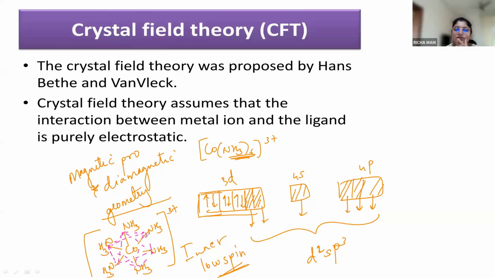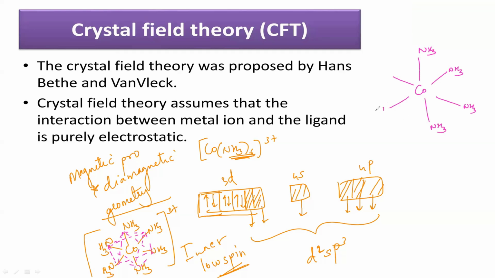So this is the octahedral geometry, like this. So cobalt in the center, NH3, NH3, NH3, NH3, NH3, NH3.